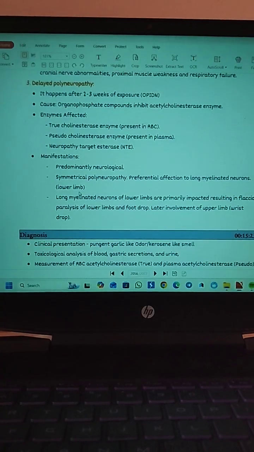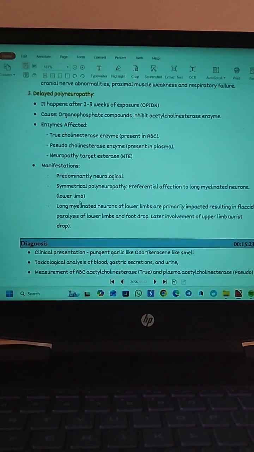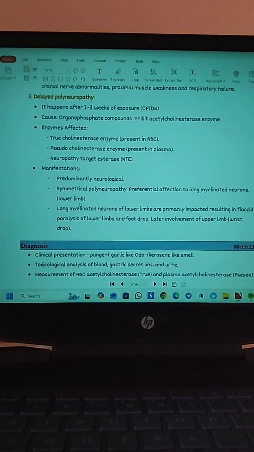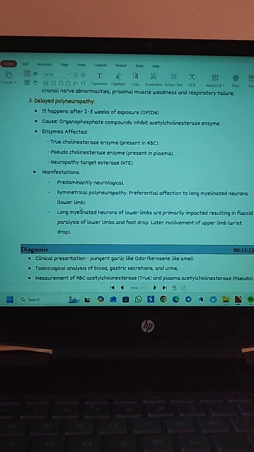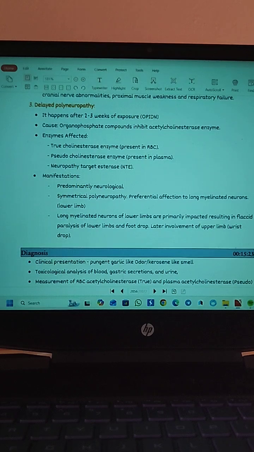Next, the third is delayed polyneuropathy, and it mainly happens 2 to 3 weeks after exposure. It mainly occurs due to the inhibition of acetylcholinesterase by the organophosphate compounds. That is the main cause for this delayed polyneuropathy.